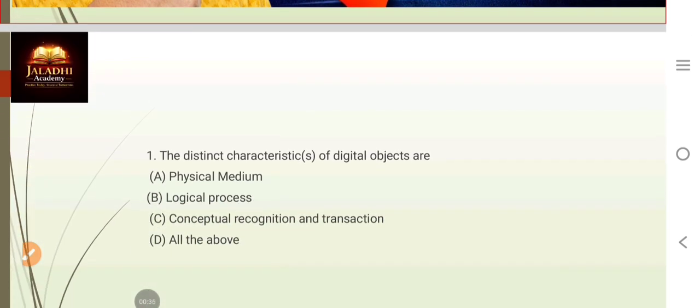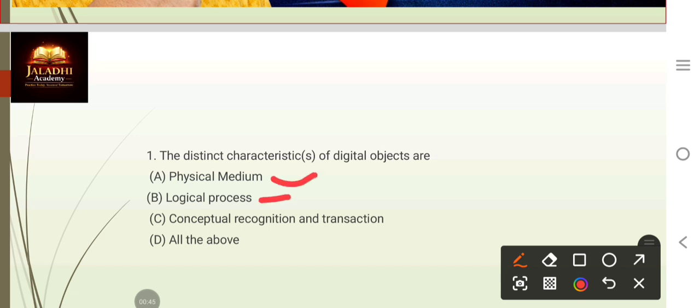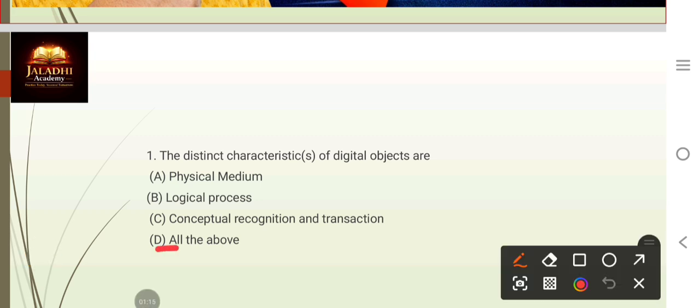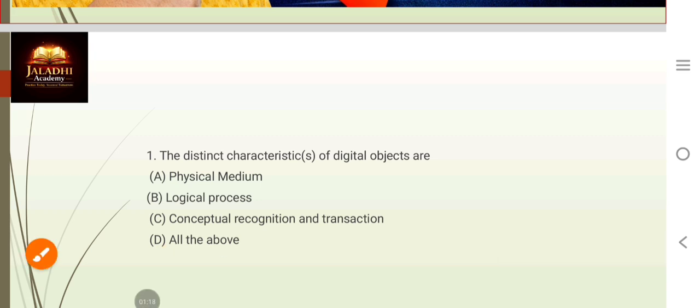First question: the distinct characteristics of digital objects are physical medium, logical process, and conceptual recognition and transaction. What is the correct answer? All the above. Physical medium is for storage. Logical is software processing. Conceptual is user understanding. So that's why all the options are correct. All the above is the correct answer.